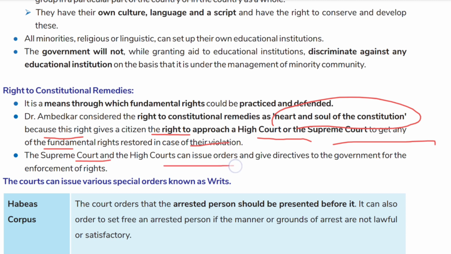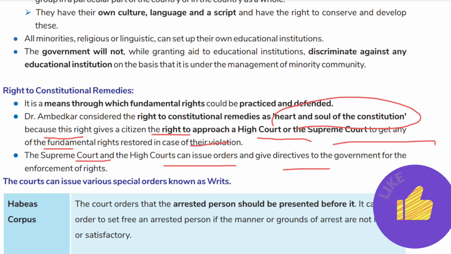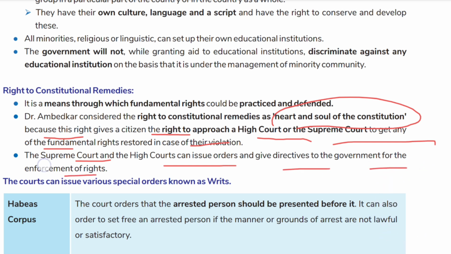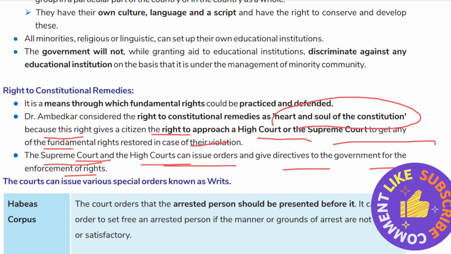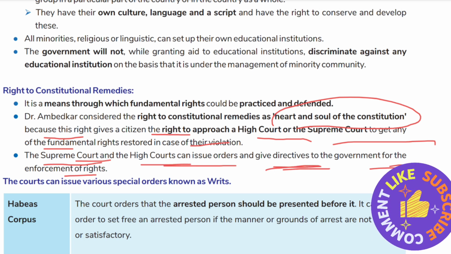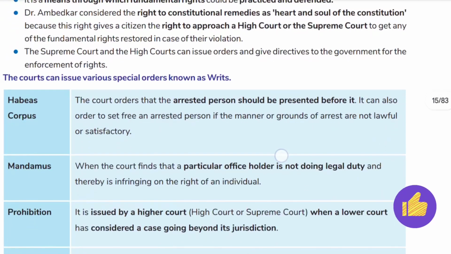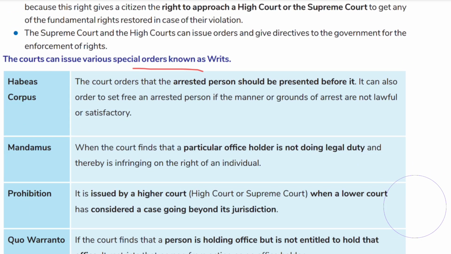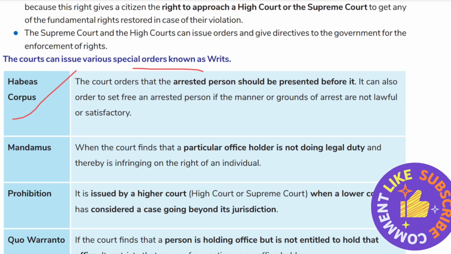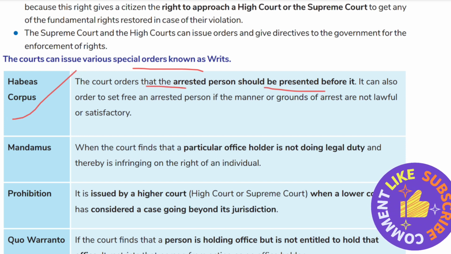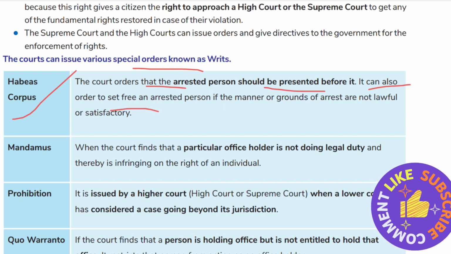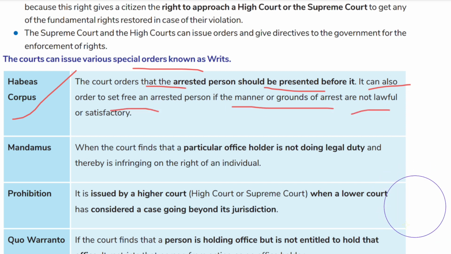The Supreme Court and High Courts can issue orders and give directives to the government for the enforcement of rights. The courts can issue various special orders known as writs. First one is habeas corpus. The court orders that an arrested person should be presented before it. It can also order to set free an arrested person if the manner or grounds of arrest are not lawful or satisfactory.